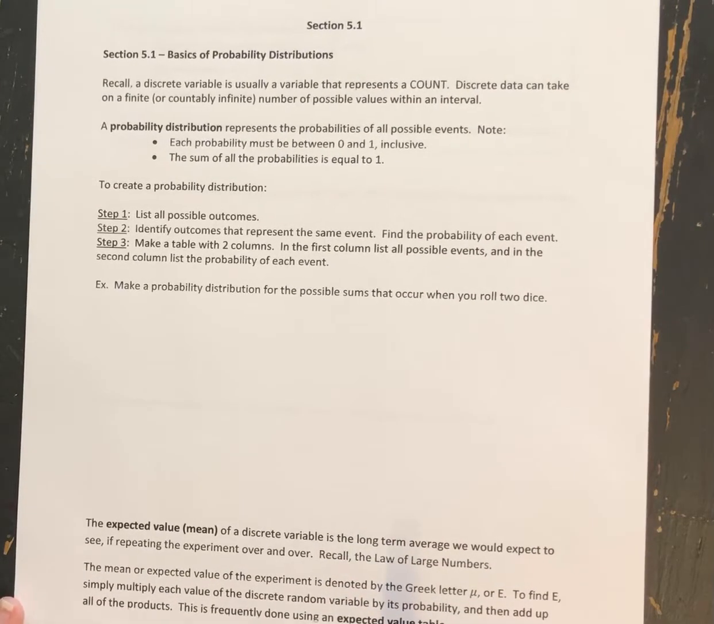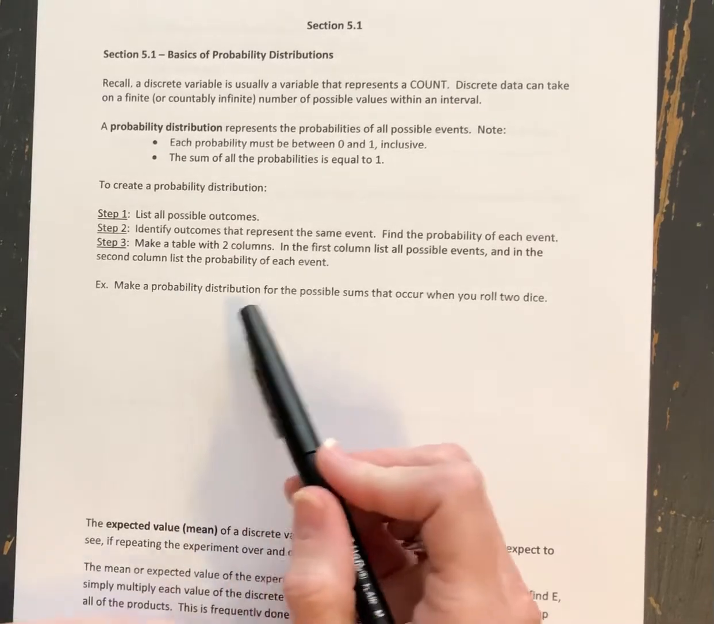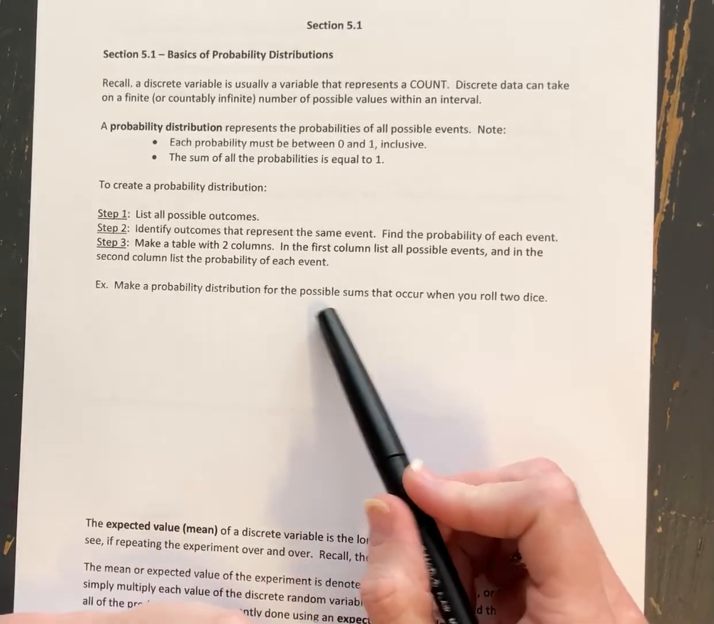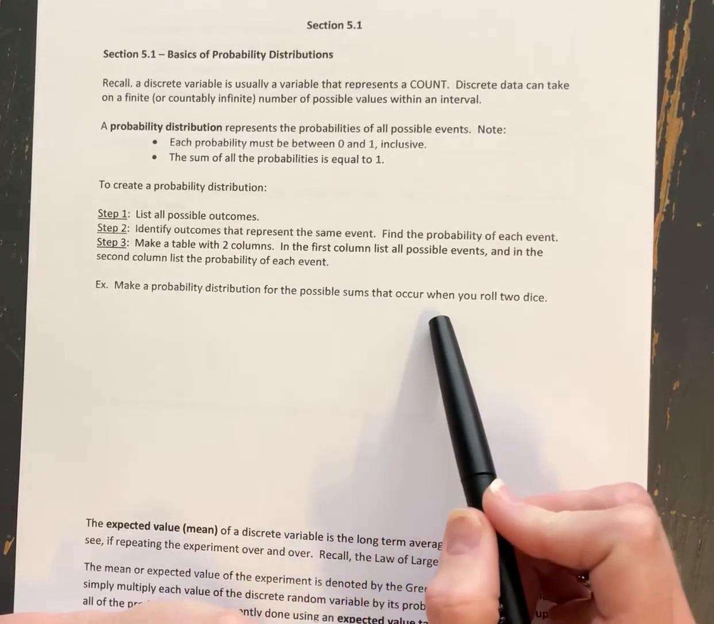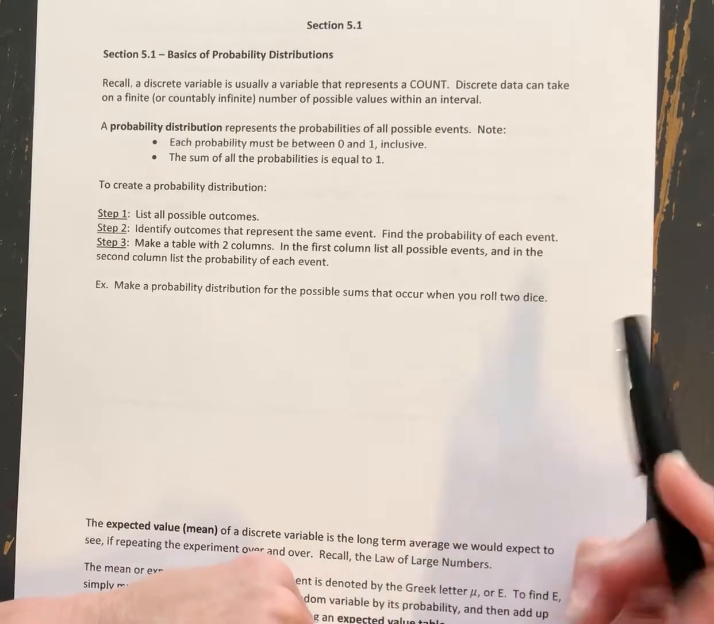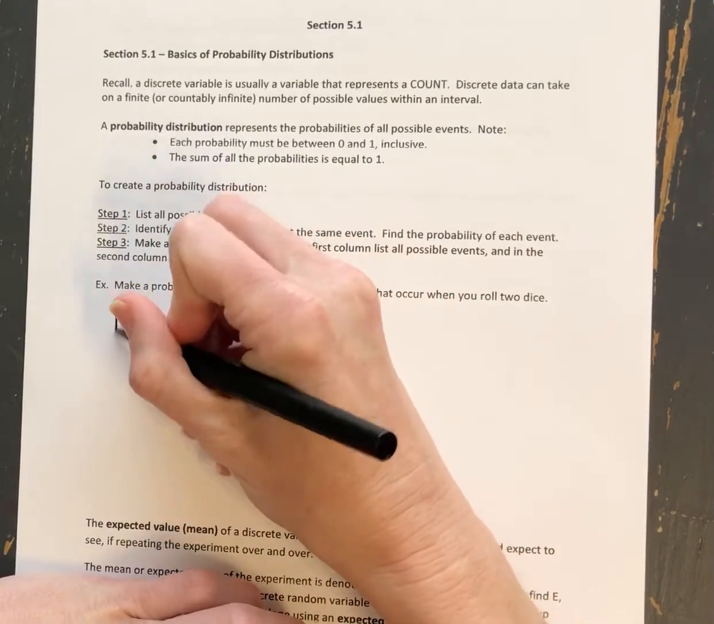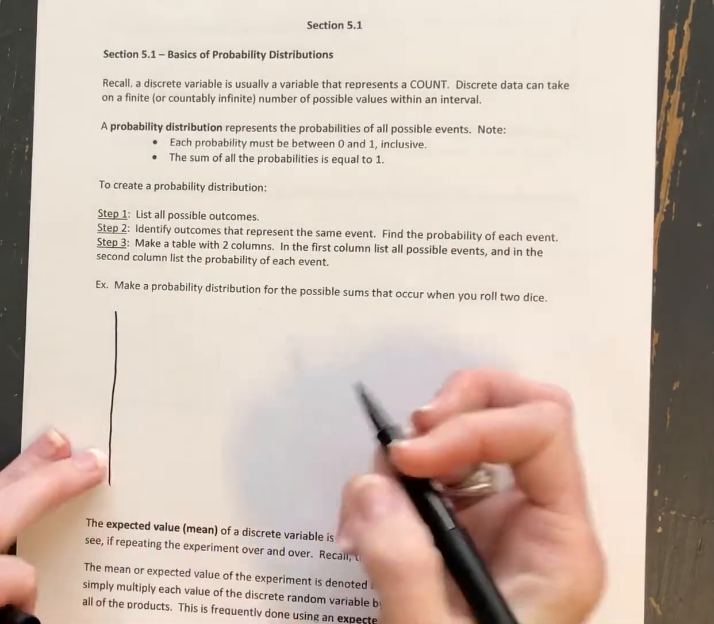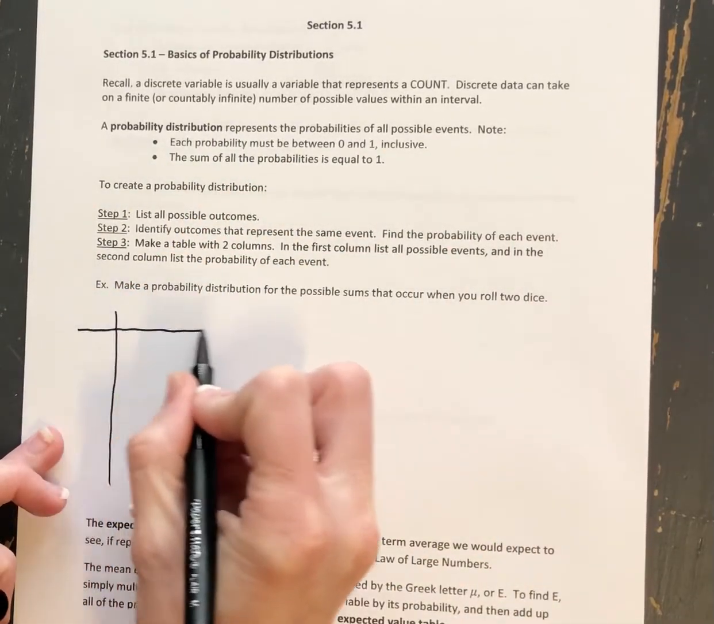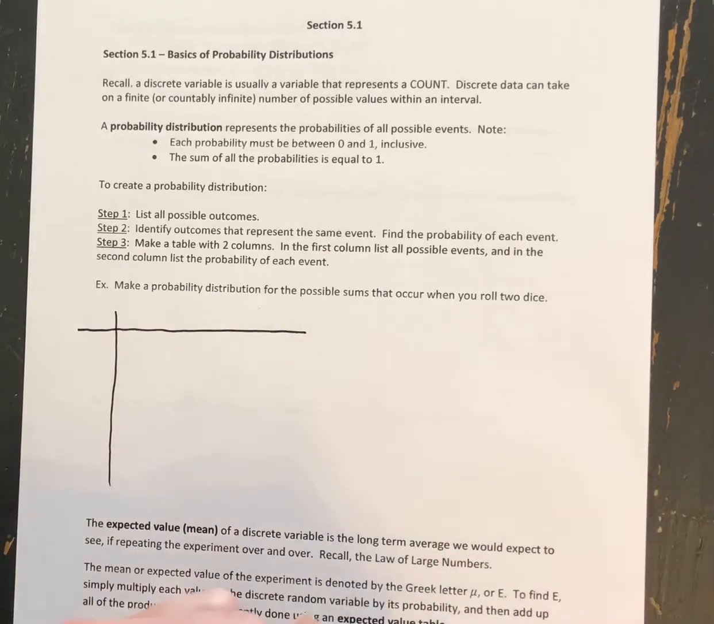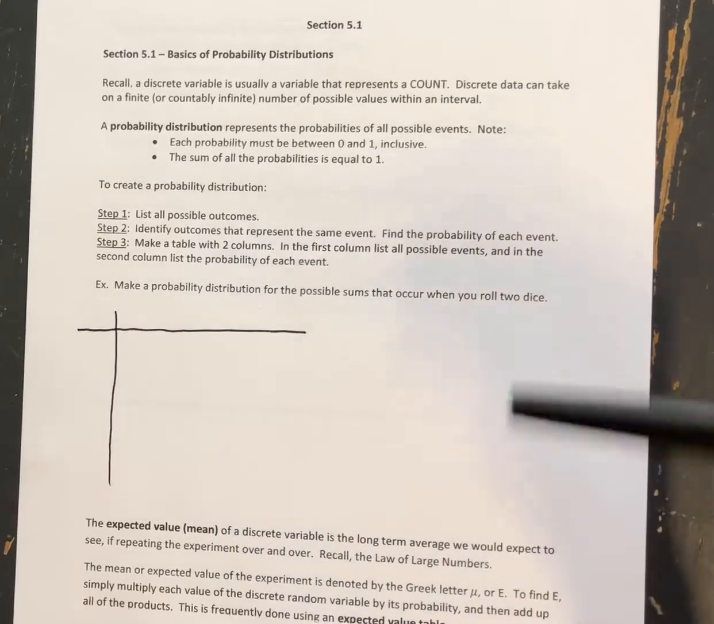And the example that we're going to look at is we're going to make a probability distribution for the possible sums that occur when you roll 2 dice. And so I'm going to start over here. We're actually not making the probability distribution yet. We're just first going to analyze the possible sums that occur when you roll 2 dice. So I want us to think about this.